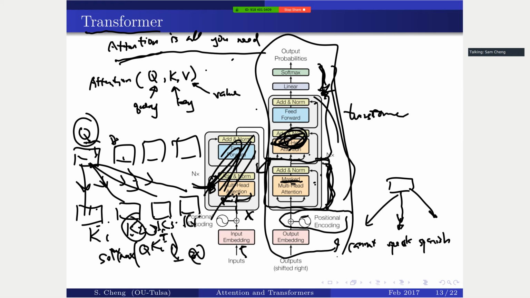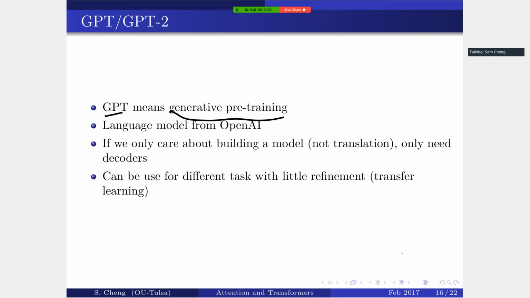So I have a sentence: I cannot speak Spanish. When I say "I cannot," I want to be able to spit out this word with a certain probability. And if you do that, you can train a model, right?